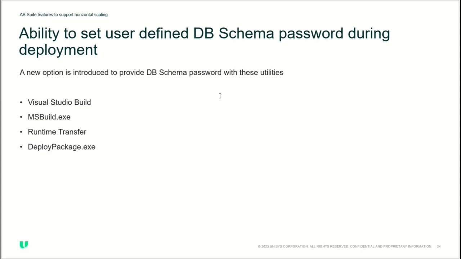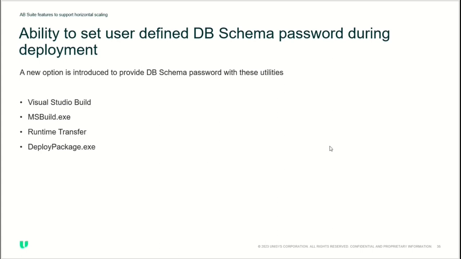We have one more feature to support horizontal scaling in an AB Suite application, that is the ability to set a user-defined DB schema password during deployment. By default, our deployment process generates a random password for the database schema. Therefore, if we deploy our application on multiple servers connected to the same database, they will have different database schema passwords and hence they won't be able to connect to the database unless we manually update the same password on all the runtime servers.